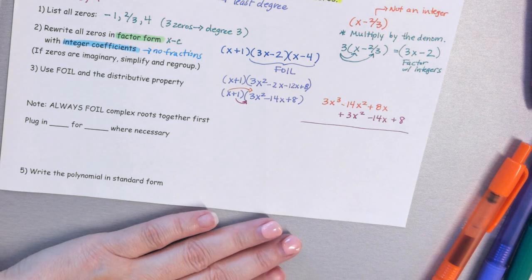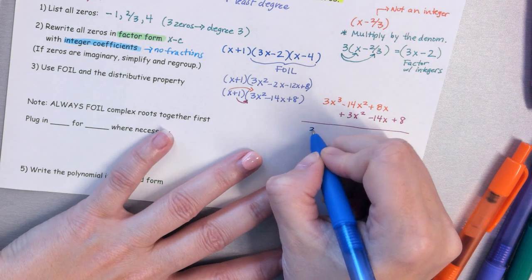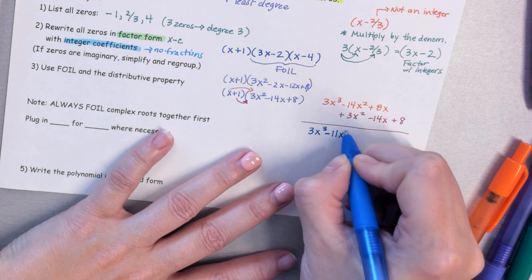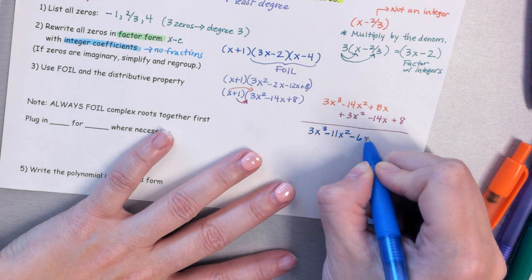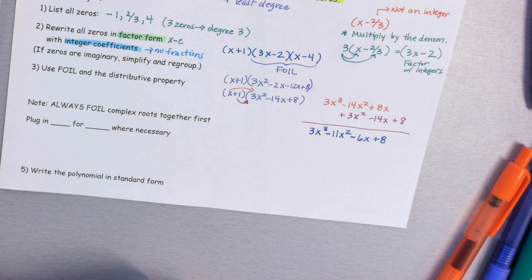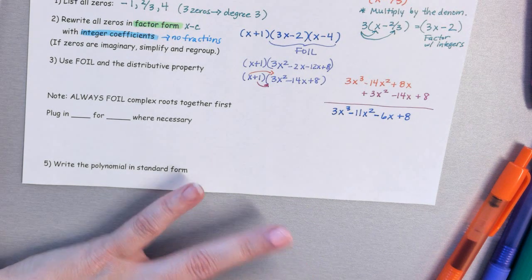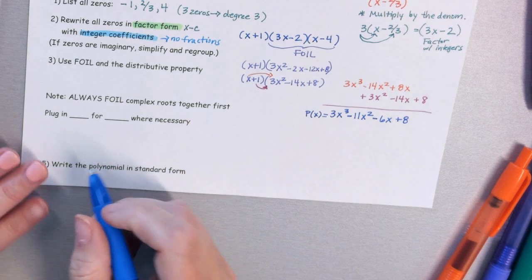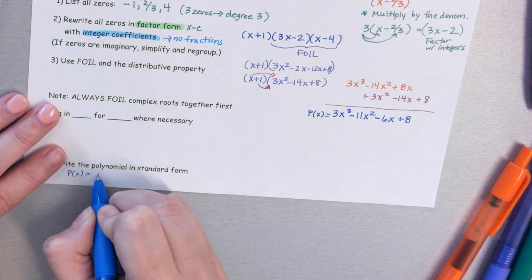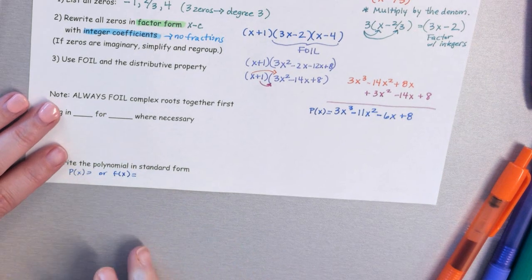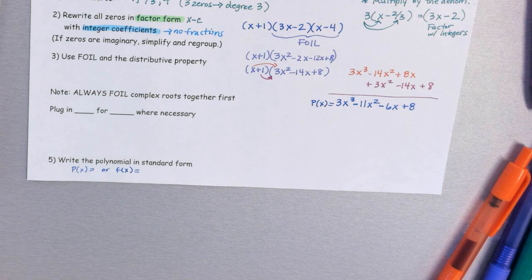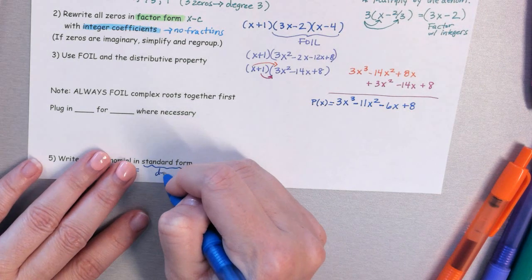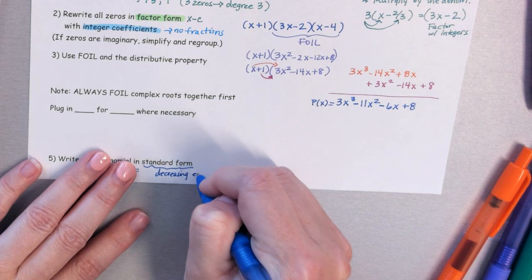And then I'm just going to add straight down. So this would be 3x cubed minus 11x squared minus 6x plus 8. And then when you write the polynomial in standard form, I'm fine with you writing either p of x equals, or you can write f of x equals. I don't care if you write it in function notation or the polynomial. And if it's in standard form, that just means you have decreasing exponent order.